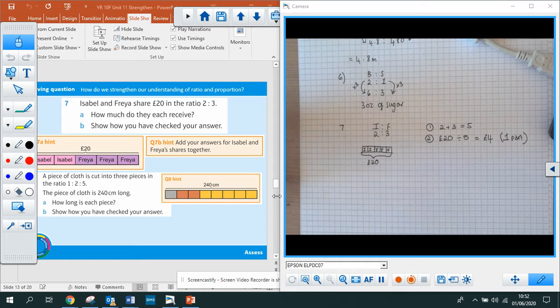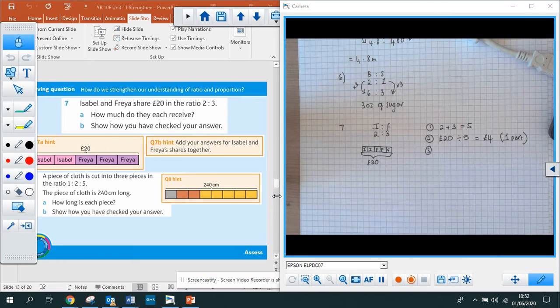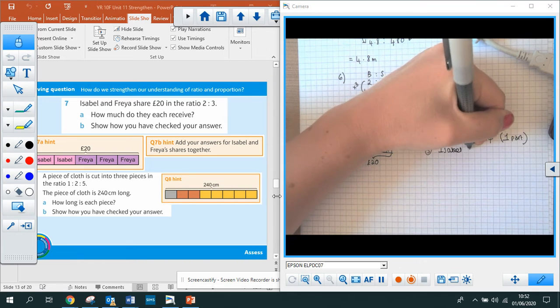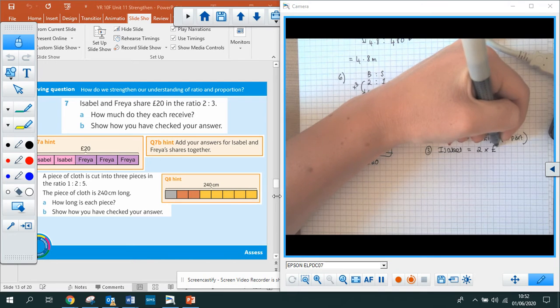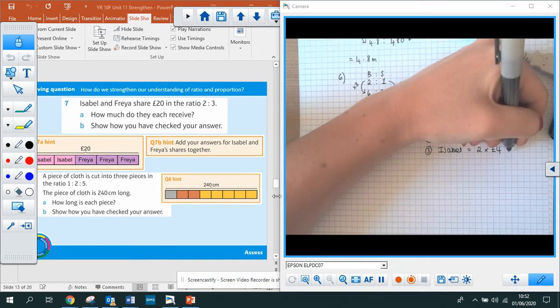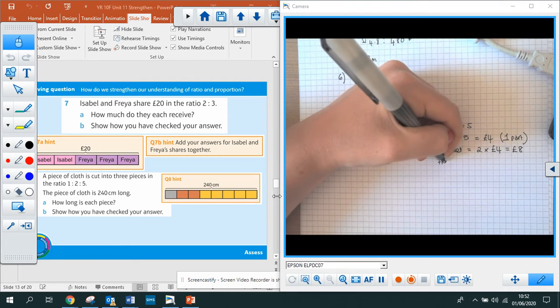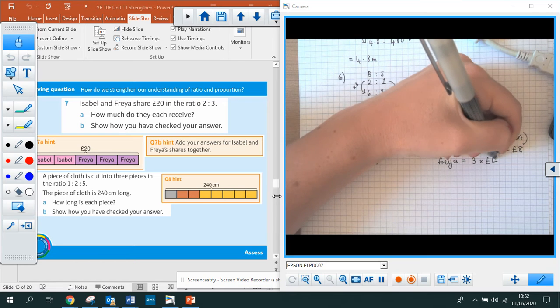Okay, 20 divided by 5 is £4. Now we know the value of 1 part, we need to share this ratio for each of the girls. So Isabel first. Isabel has 2 parts, so she's got 2 lots of £4, which is £8. And Freya has 3 lots of £4, which is £12.